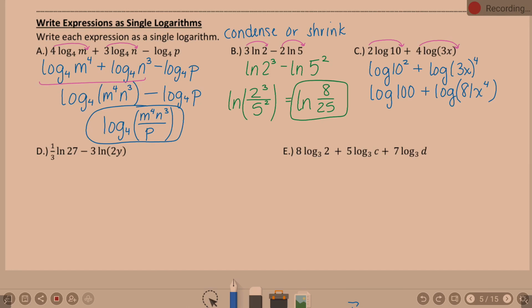Now, 2 logs being added can be rewritten as 1 log where the insides are multiplied. So this is log of 100 times 81x to the fourth, which is log of what? 8100. Excellent. 8100x to the fourth. Okay? Yep. All right, next.